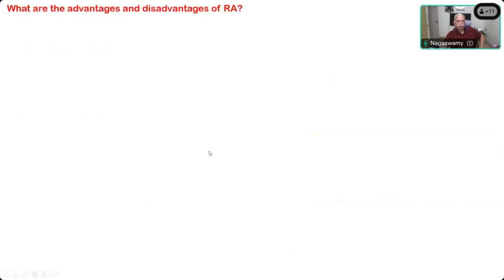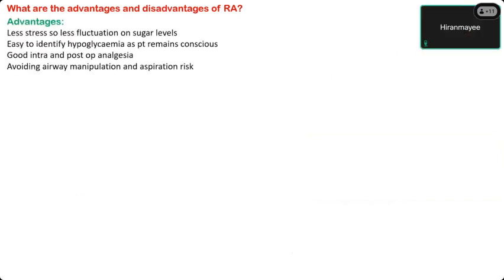What are the advantages and disadvantages of regional and general anesthesia for this surgery? Advantages of regional are pain relief. It can provide post-operative analgesia also due to long duration. First advantage is less fluctuation in sugar levels because you are completely blocking the pain sensation. And you can identify hypoglycemia because the patient will remain conscious, and good intra and post-op analgesia can be provided by adding additives, avoiding airway manipulation and aspiration risk. Okay, these are the 4 advantages of regional anesthesia.